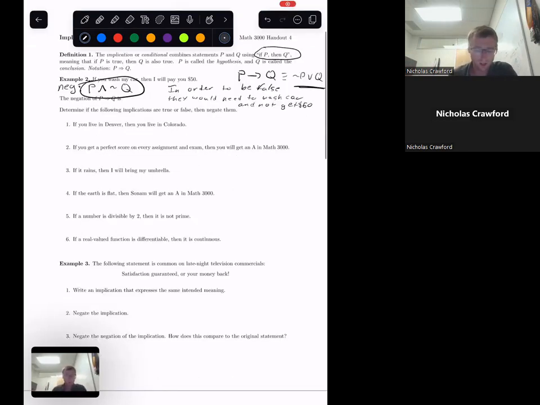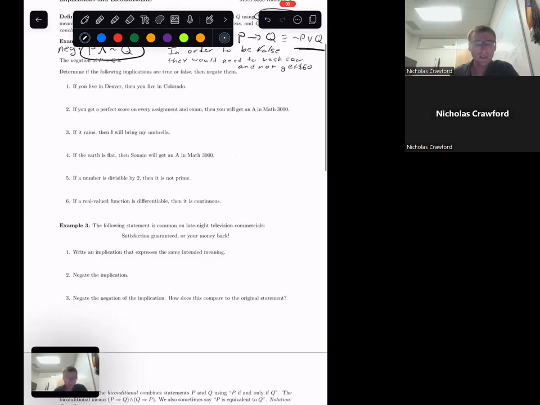Okay, let's try a couple of these. If you live in Denver, then you live in Colorado. This statement is true, right? Because this is if true, then true. That's a true statement. So we could negate this. The negation of this is you live in Denver, and you don't live in Colorado.